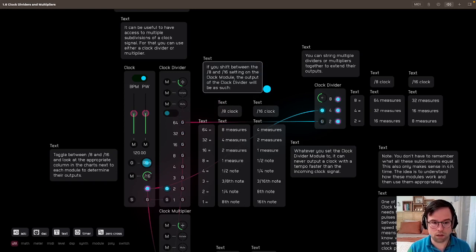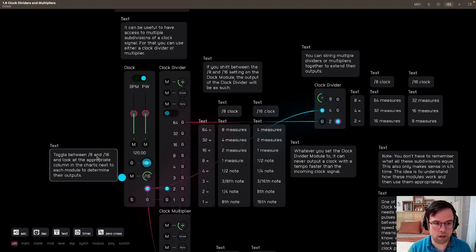If we shift up to the 16th note, the divided by 1 is now the 16th note, and everything shifts down one. So this is the 8th note, the 3/16th note, quarter note, half note, measure, and the longest we have now is 4 measures up to here.